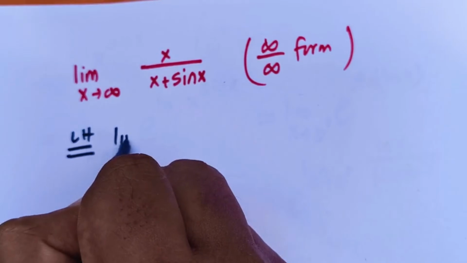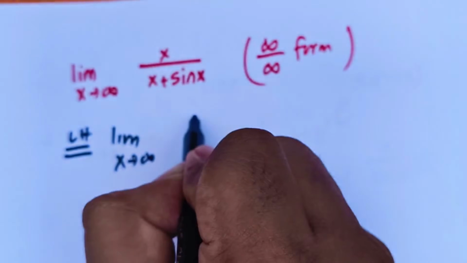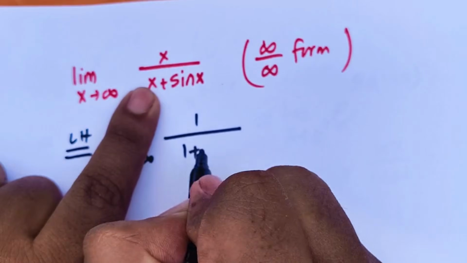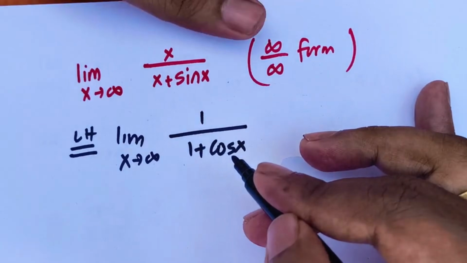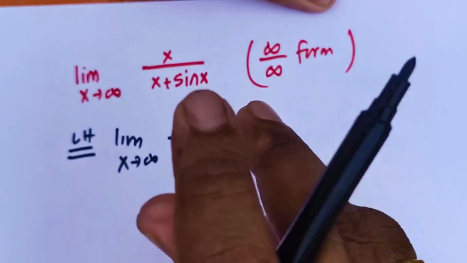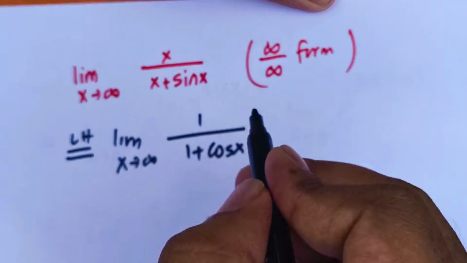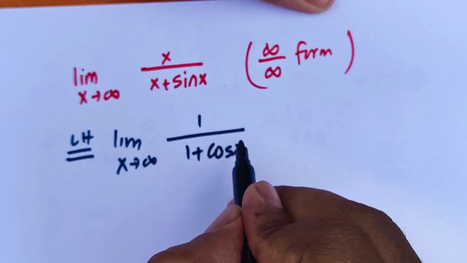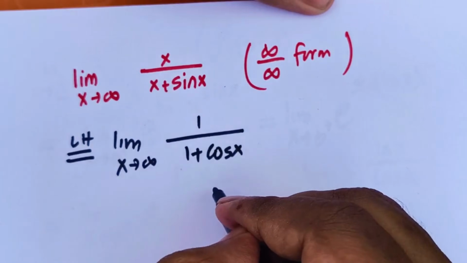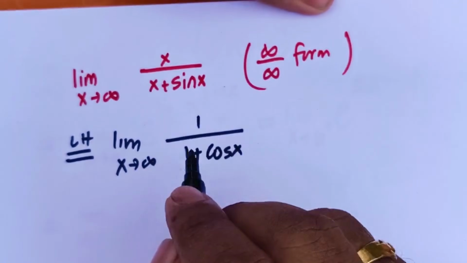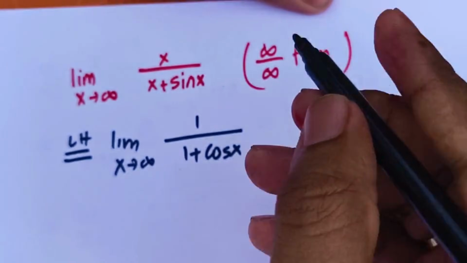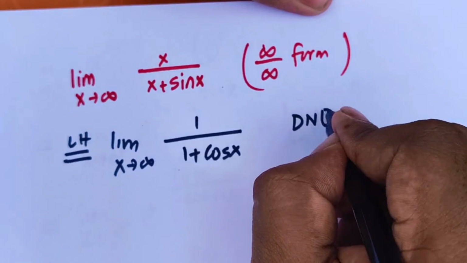Limit x goes to infinity, derivative of top which is 1, derivative of bottom 1 plus cosine x. When x goes to infinity, this one is fixed at 1. Cosine always oscillates between -1 and 1. So adding 1, this whole quantity will oscillate between 0 and 2. This does not go to any finite number, nor does it become infinity. So this limit oscillates, so it does not exist.